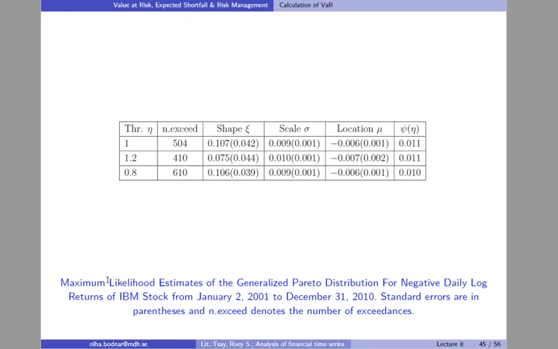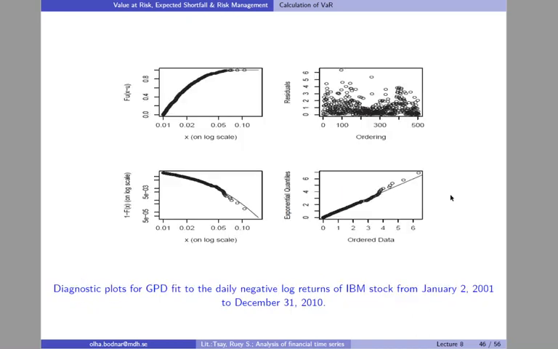Now for the maximum likelihood estimates of the generalized Pareto distribution, we have this table of estimates. These are diagnostic plots for the generalized Pareto distribution fit to the daily negative log returns of IBM stock. We can see that they fit pretty well.